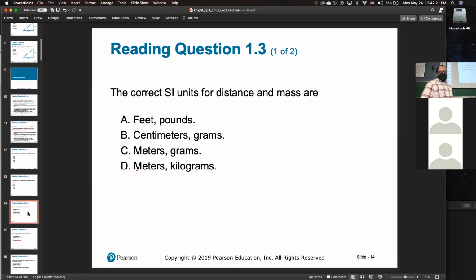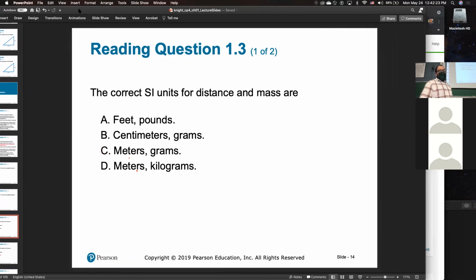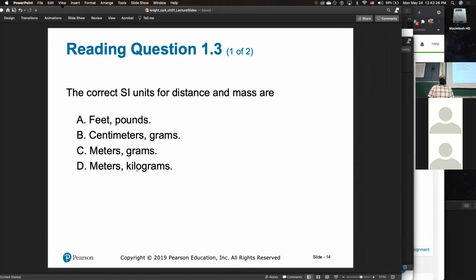All right, let's go on. What are the correct SI units for distance and mass? And again, this is all in the textbook. But let's see if you know the answer. Is it A, feet and pounds? Put your answer in the chat if you're online. Or is it B, centimeters and grams, or C, meters and grams, or D, meters and kilograms? Yes. I didn't see everybody vote. Okay, well, it's yes.